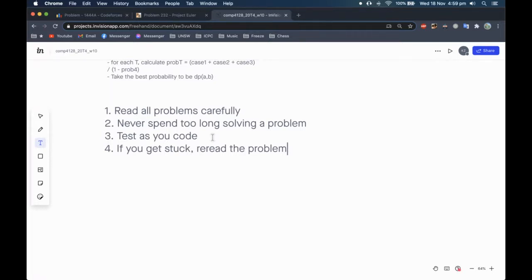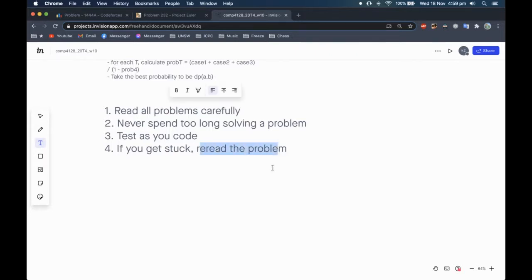It actually happens a lot of the time that even if you do step one and read the problem carefully, sometimes there's still room for misinterpretation and room for missing some important information. So if you get stuck, reread the problem. You'll refamiliarize yourself with what it's asking, and you'll make sure that you're not missing anything.